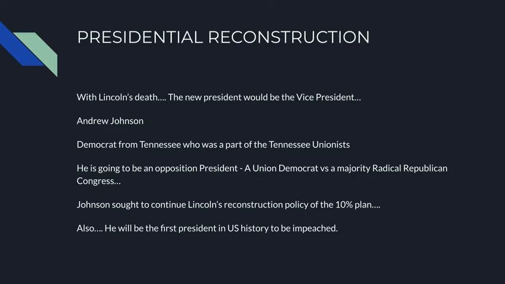But, well, as we know, Lincoln dies, and here comes in the wrong man at the wrong time, a Democrat from Tennessee, Andrew Johnson, who still technically believed in slavery, but did not believe in secession. And so therefore, he's going to be an opposition president. You have a majority in the House and a majority in the Senate of radical Republicans. And now you've got a Democrat in the White House. And Johnson understood this, and so he came out right away and said, I seek to continue Lincoln's Reconstruction policy of the 10% plan. Also, fun fact, and we'll get to it, he will be the first president in U.S. history to be impeached.